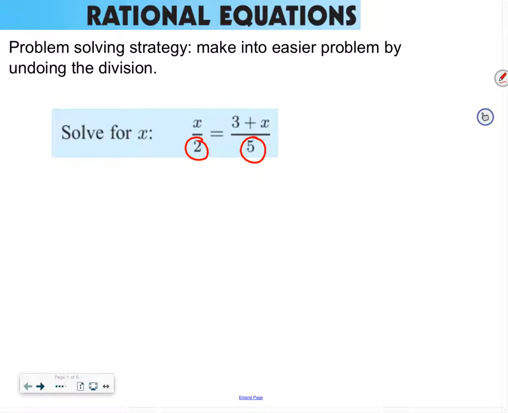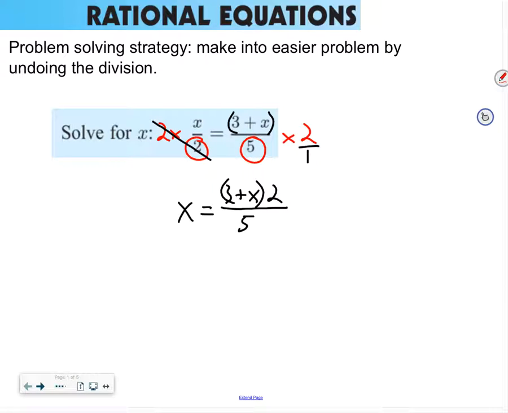Well, how do we undo dividing by 2? Well, we're going to multiply this side by 2. What we do to one side, we're going to want to do to the other side. So, as we do this, those cancel out. That was the purpose of multiplying by 2. Over here, I want to remember that this is a quantity. So on the left side, I'm left with just x. On the right side, I have 3 plus x times the quantity 2 over 5 still.